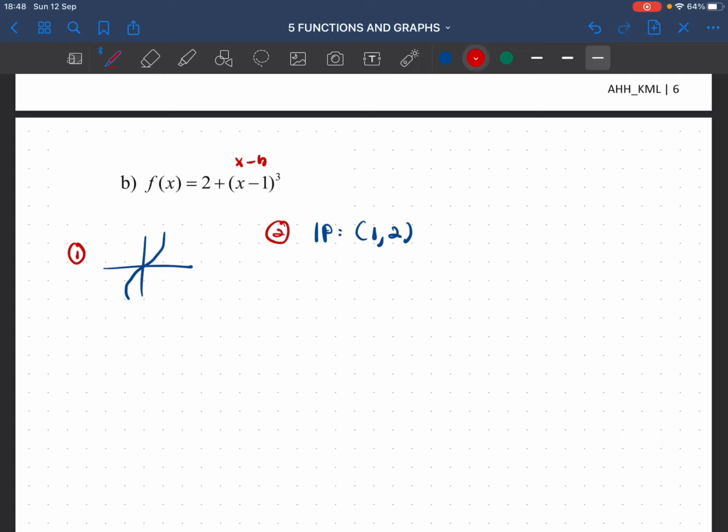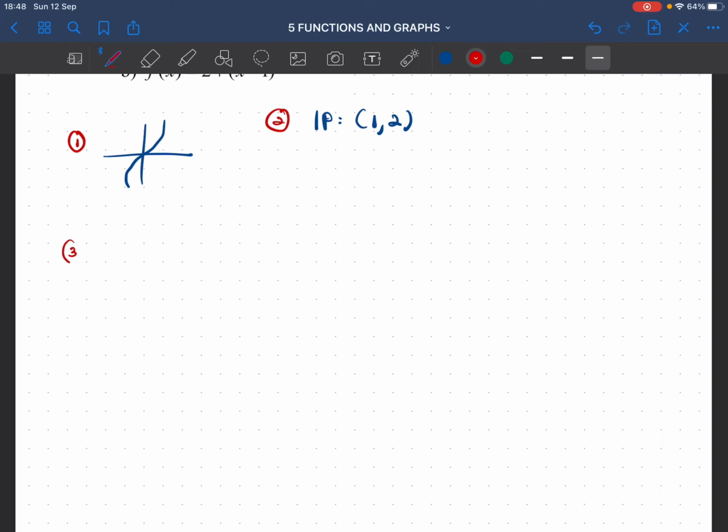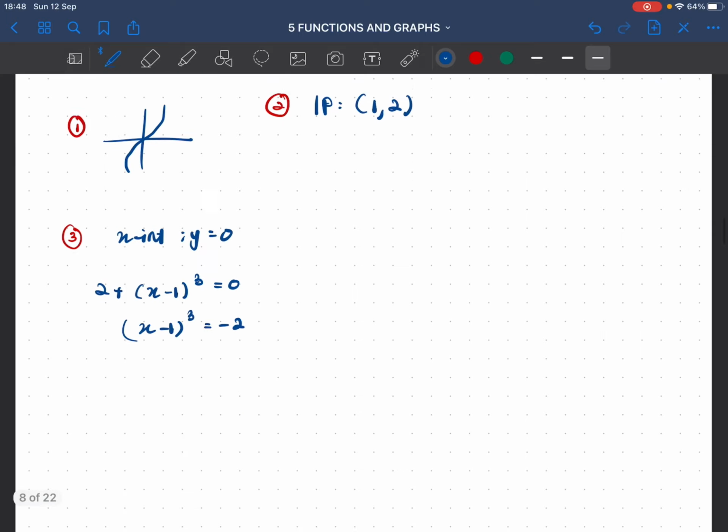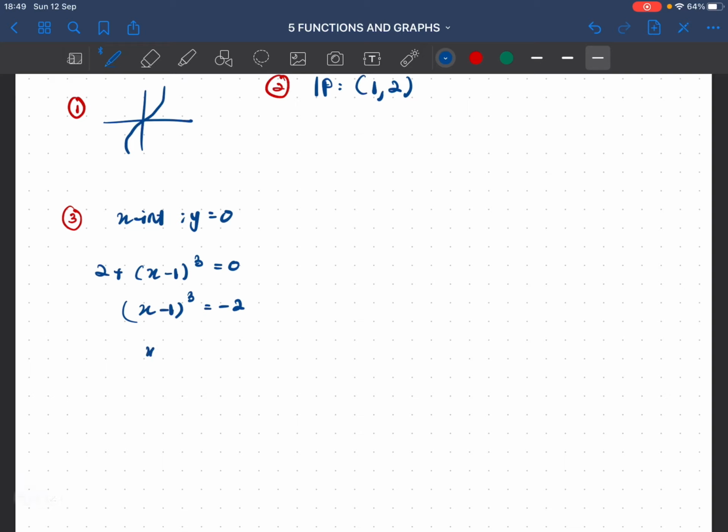The third step is to find our x-intercept and y-intercept. The x-intercept is when y equals 0. So we should have 2 plus (x minus 1) cubed equals 0. (x minus 1) cubed equals negative 2. Don't write undefined, the cube root of negative 2 has an answer. So we calculate x as the cube root of negative 2 plus 1. You should get negative 0.26.